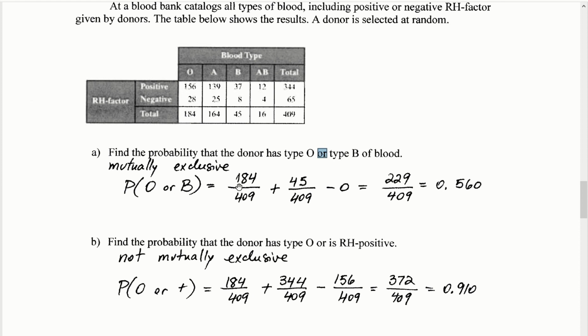This is going to be the probability of O plus the probability of B minus the probability of O and B. There's a total of 184 out of 409 for type O, plus the probability of B. There's 45 out of 409 for type B blood. And then the event of selecting someone with type O and selecting someone with type B, those two events are mutually exclusive. So the probability of the AND event would just simply be 0. They can't both happen at the same time. That can happen 0 ways out of 409. So we would get for our final answer 229 out of 409, which is 0.560.